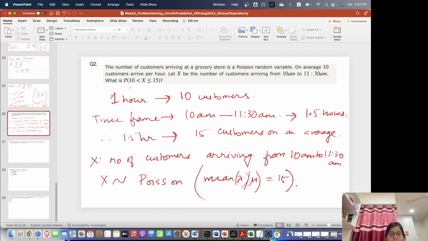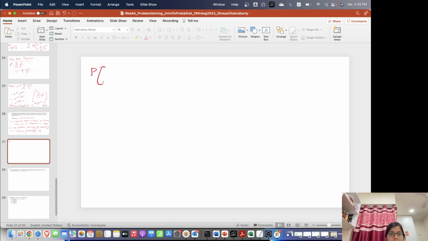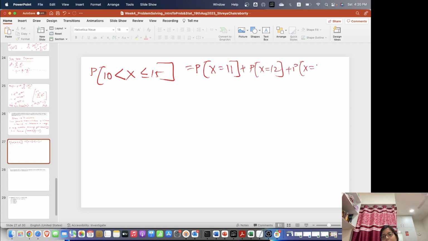Now we have probability 10 less than x less than or equal to 15. In case of discrete random variables, we should be extremely cautious with the equal to and less than or equal to sign. So it will be probability x equal to 11, plus probability x equal to 12, plus probability x equal to 13, plus probability x equal to 14, plus probability x equal to 15.